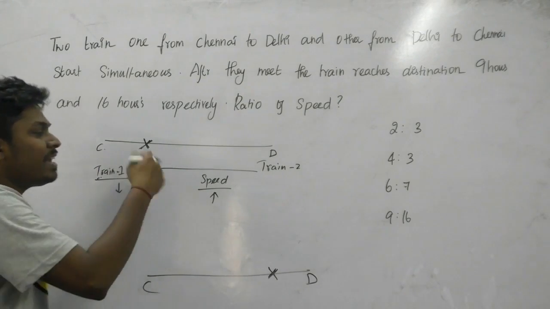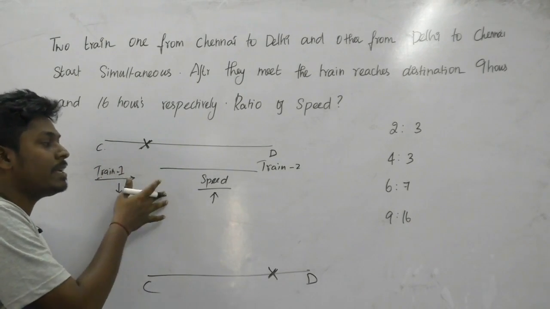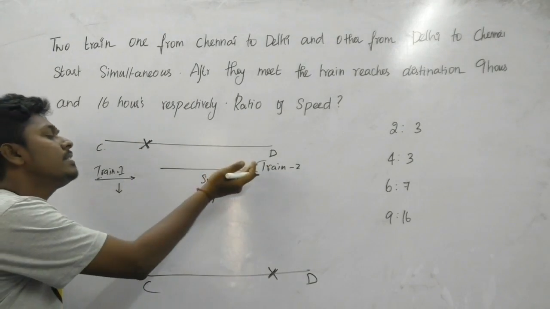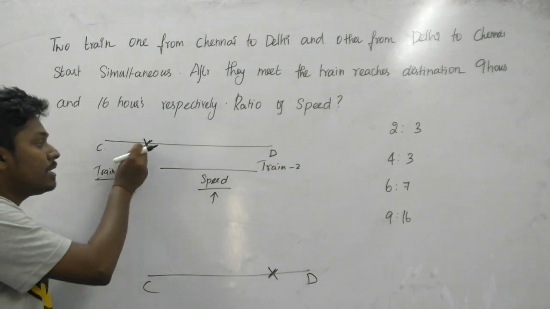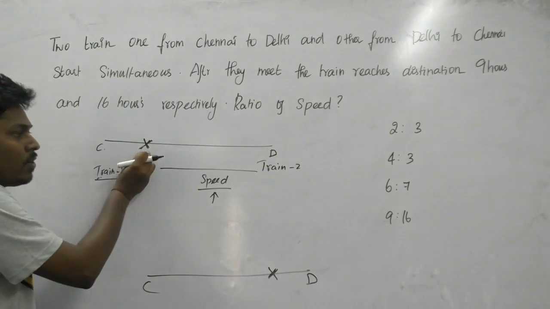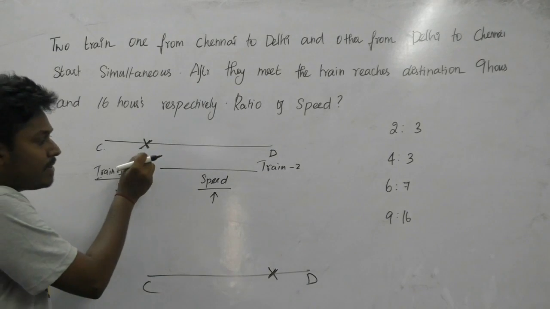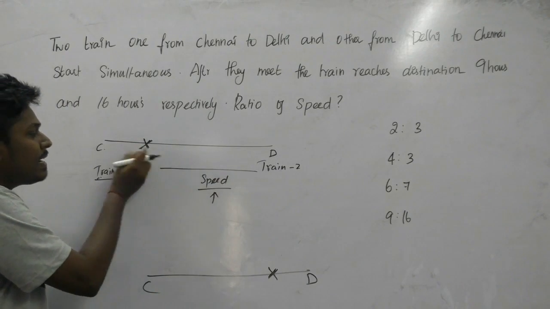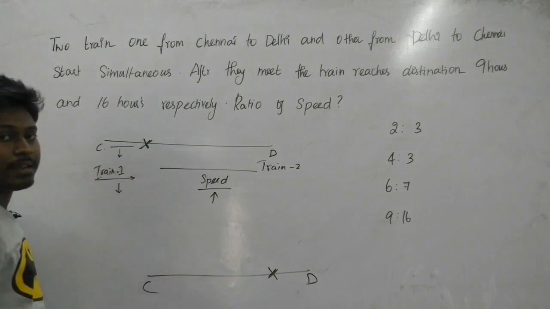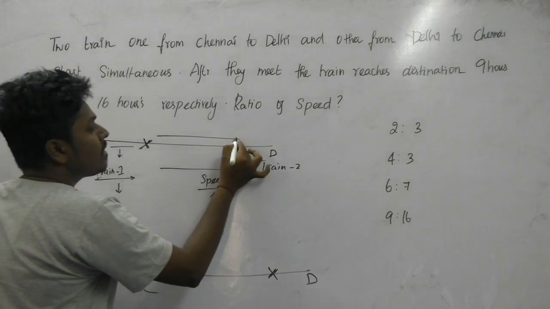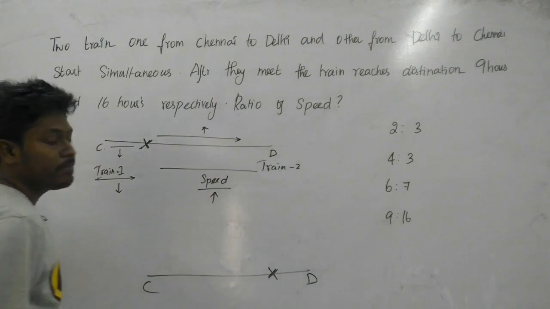Understood? So we can just frame a question. One train starts from Delhi and another train starts from Chennai. Both trains cross each other. After crossing, keenly watch here, the second train takes less time to reach Chennai, right? And the first train takes a longer time to reach Delhi, right?